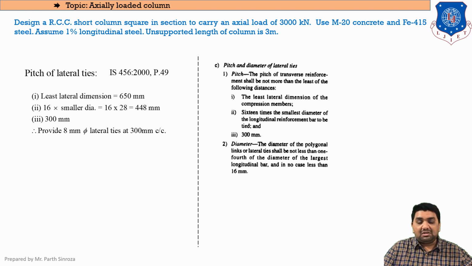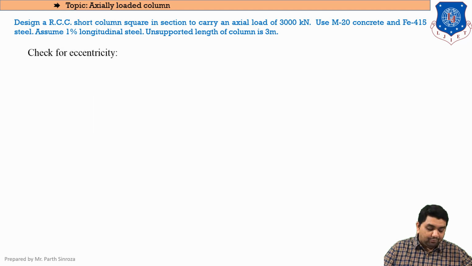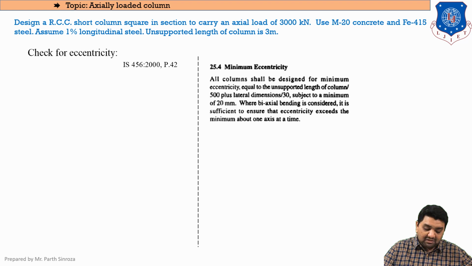Now the check is a must. Whenever the unsupported length of the column is mentioned in the question, you always need to check the criteria for minimum eccentricity. So the next step will be to check for eccentricity. As we all know, eccentricity can be obtained from page number 42, which we have discussed earlier. From this equation we will be calculating the value of E minimum, that is minimum eccentricity, and the equation is as mentioned here: E minimum is equal to unsupported length of column divided by 500 plus lateral dimension divided by 30.